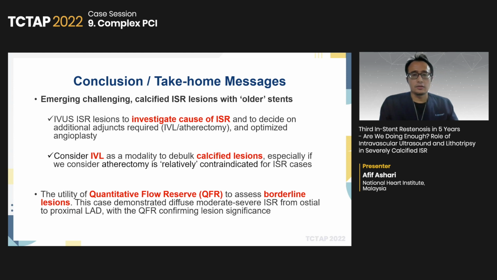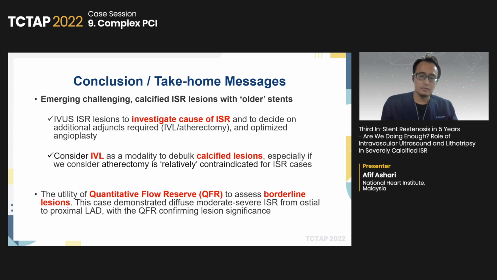So in conclusion, these challenging ISR lesions will challenge us more in the future. There will be more older stents, 20, 30-year-old stents, and we'll be challenged to decide how to manage this complication. So IVUS is definitely key to decide on adjuncts required, in this case for the calcification, and we decided to use IVL rather than atherectomy.